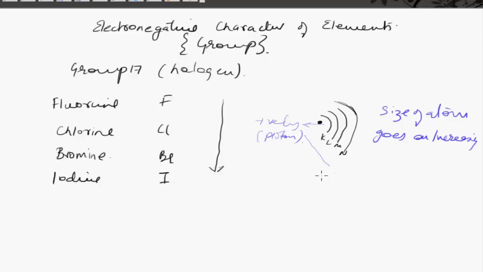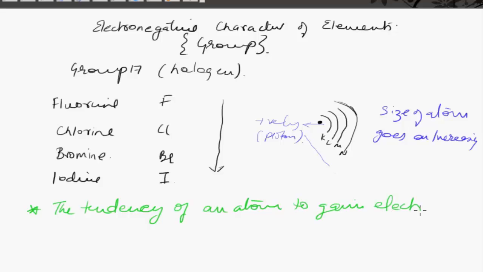So from this discussion, we conclude that the tendency of an atom to gain electrons decreases on going down in a group of the periodic table. Just because when we move downwards the size of the atom goes on increasing and the attraction between the positively charged nucleus and the outermost shell electron goes on decreasing, the electronegativity of the atom goes on decreasing. So here I conclude that the tendency of an atom to gain electrons decreases on going down in a group.